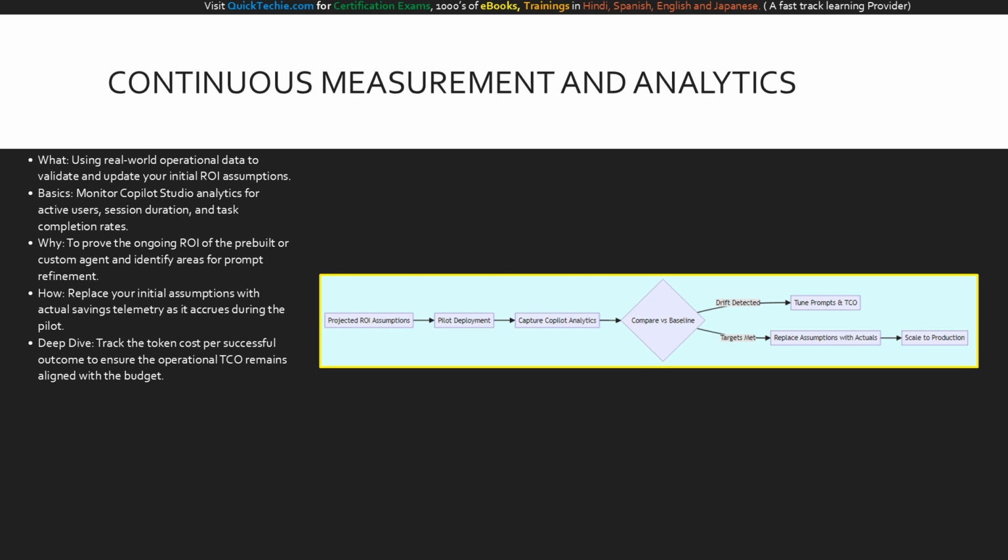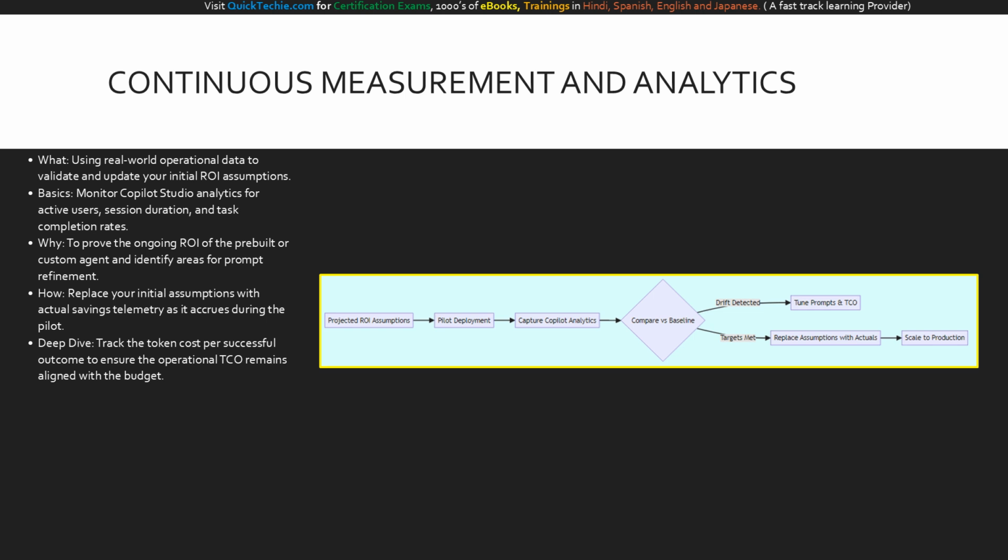Our final diagram illustrates the continuous measurement loop. We start on the left with our projected ROI assumptions, the math we just pitched. This leads into the pilot deployment. As the pilot runs, we move to capture Copilot analytics, pulling real data on usage and token costs. This data hits a decision node, compare versus baseline.